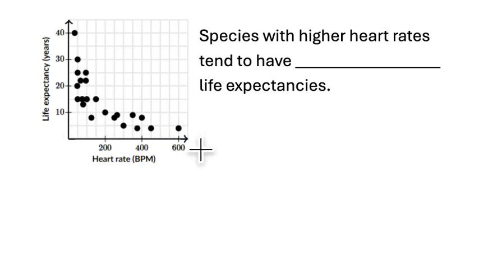Even though the relationship between heart rate and life expectancy is not linear, we can still say that species with higher heart rates tended to have lower life expectancies. So once again here, as heart rate increases, the life expectancy is decreasing.